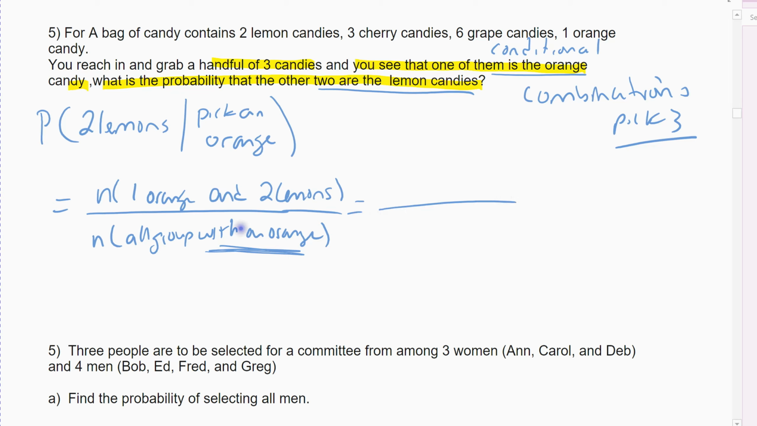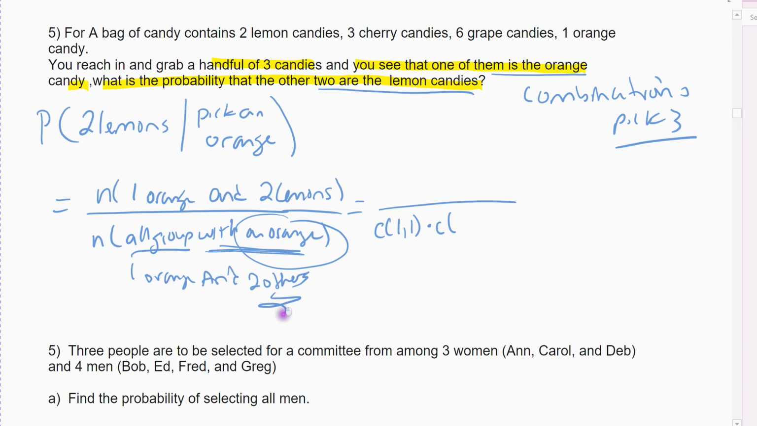So for my conditional group, I pick the orange candy. There's only 1 orange candy to pick from, so I choose 1 orange candy out of 1. And this is all groups with the orange, so I've got 1 orange, and then I still need 2 others. These others can be anything. They're any of the other colors besides the 1 orange that I picked. So I've got to pick 2 of the other types. They could be lemon, cherry, or grape.